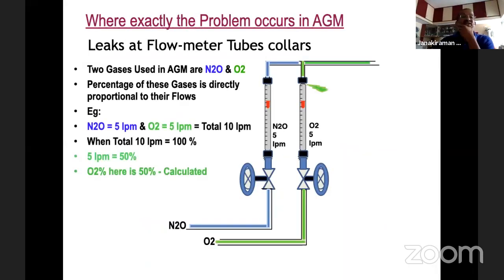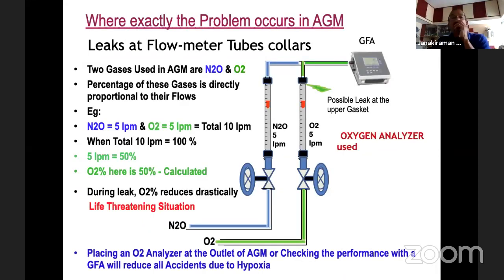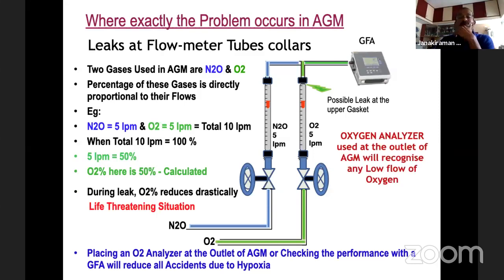So one case study, where exactly the problem would have occurred. You see, there are two flow meters. One is the nitrous oxide, the other one is the oxygen. Both are giving 5 liters, 5 liters. The red bobbin tells you what the doctor is seeing, 5 liters over there. So totally 10 liters going to the patient. If 10 liters is 100%, 5 liters oxygen is 50%.